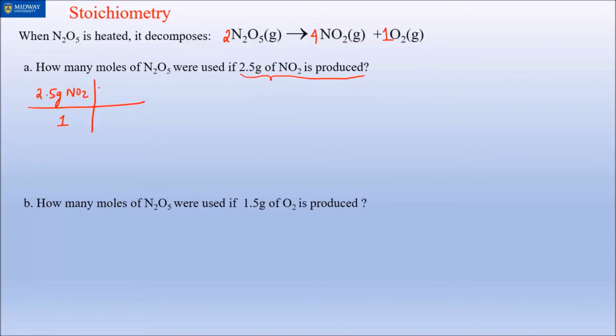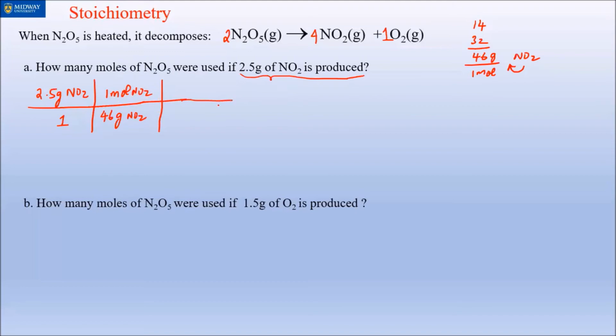And for NO2, you cannot go from grams to moles without going through molar mass. Nitrogen is 14 and 2 oxygen is 32, so it's 46 grams over 1 mole. This is the molar mass of NO2. Okay, so 46 grams goes on the bottom, 1 mole goes on the top. Now this is for NO2, right? Now it's asking for moles of N2O5, right? We are currently at moles of NO2. How do we go from moles of NO2 to moles of N2O5?